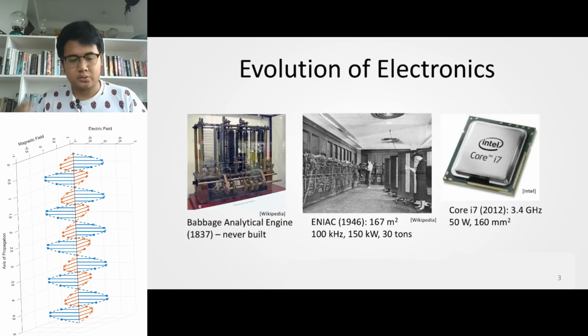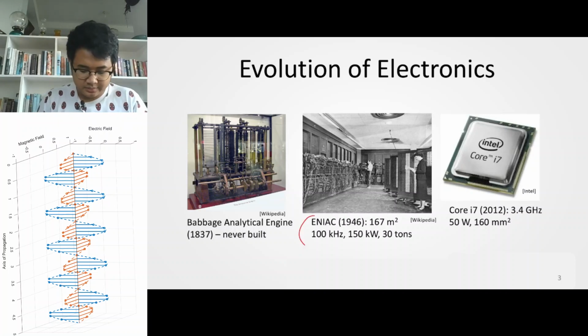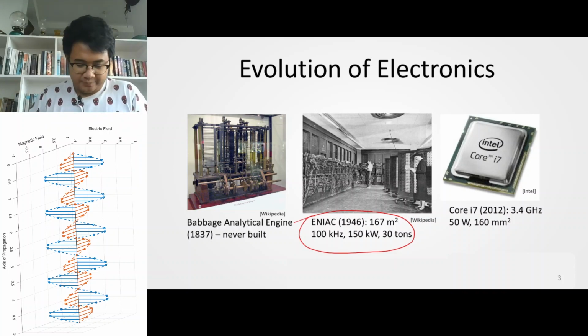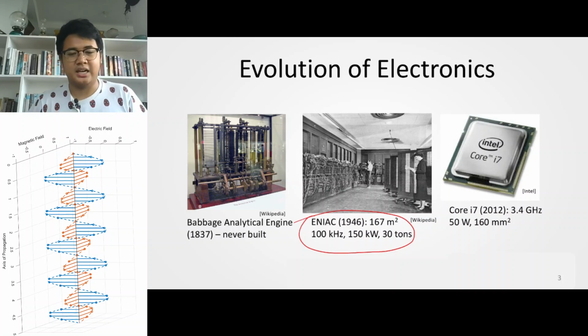Right. So let's start with some history and one of the first electronic computers that was built in 1946, the ENIAC, as you see here. The ENIAC uses a large area. As you can see, it uses 167 square meters of area just so it can operate. It uses 150 kilowatts and its processing frequency is 100 kilohertz.